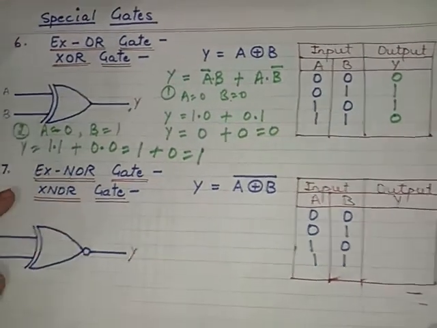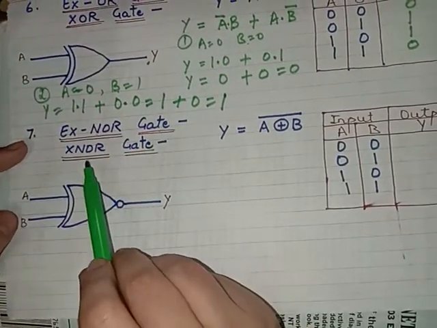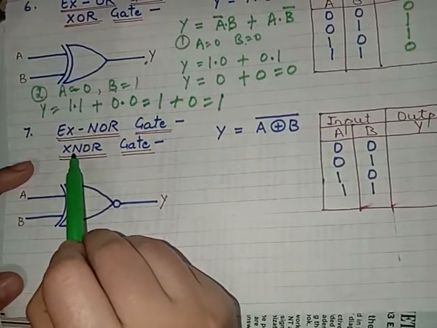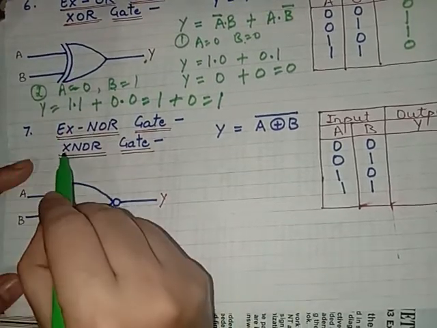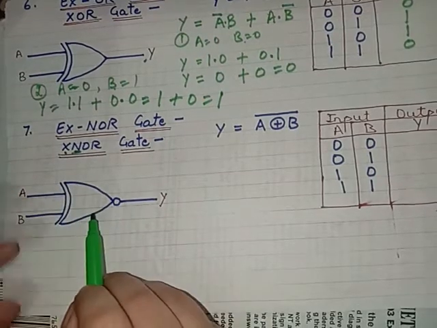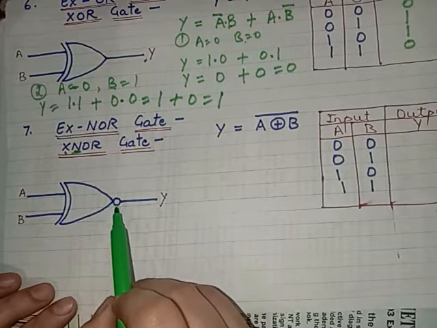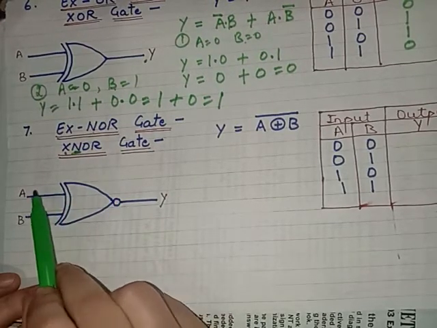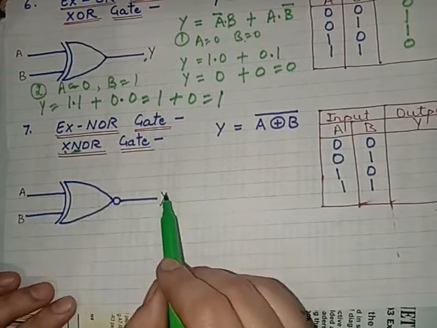So the next gate is the exclusive NOR gate, or you can say XNOR gate. This is basically the combination of the exclusive OR gate and a NOT gate. So we will have an exclusive OR gate with a bubble over here, and that is the symbol for the exclusive NOR gate. You will have two inputs and one output. Inputs are A and B, and the output is Y.